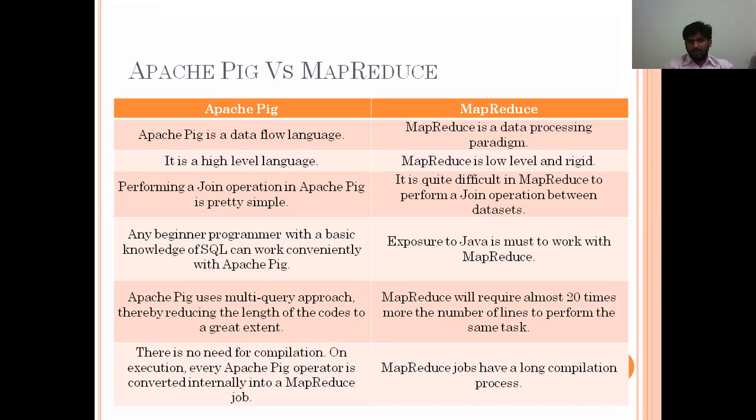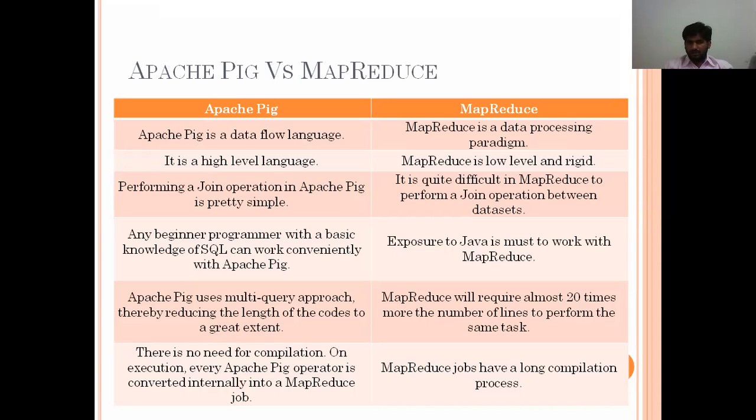Performing join operations in Apache Pig is pretty simple. It's quite difficult in MapReduce to perform the join operation between the datasets. So performing join operations in Apache Pig is simple, and in MapReduce it is difficult.